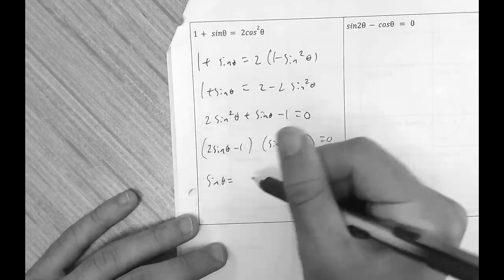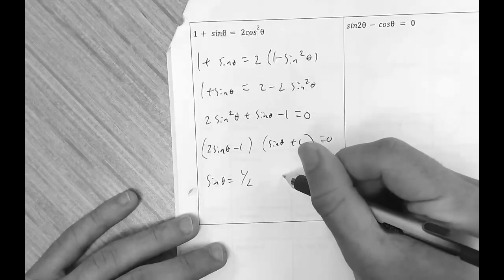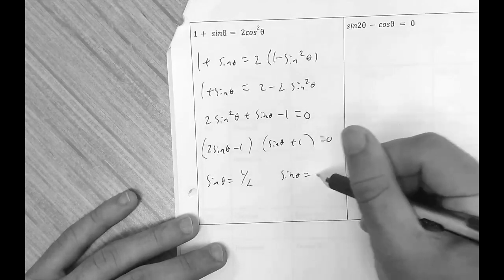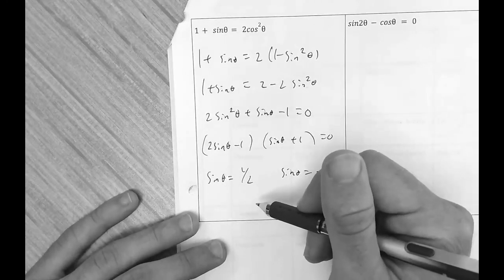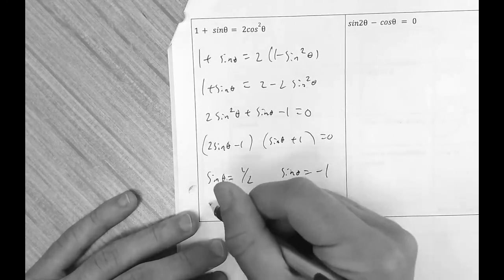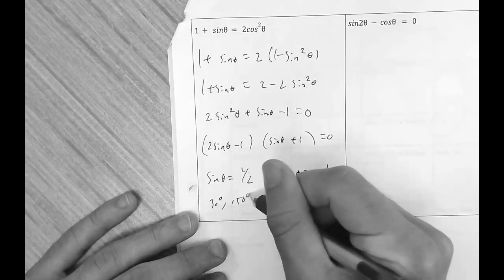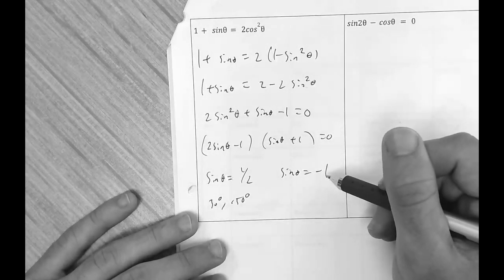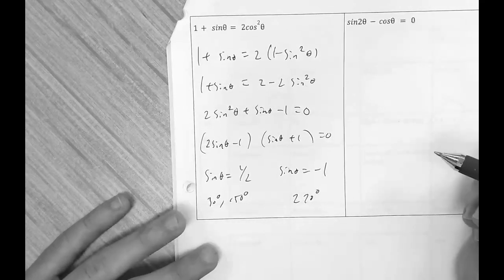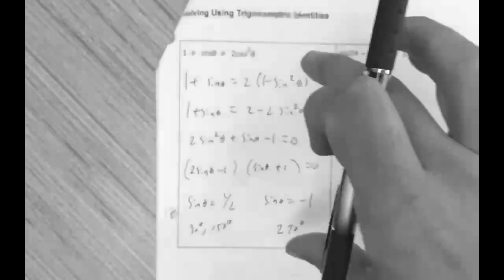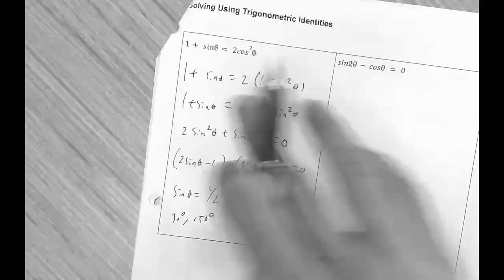Sine theta equals 1/2, and then sine theta equals negative 1. When does this happen? Well, sine theta equals 1/2 at 30 degrees and 150 degrees, and sine theta equals negative 1 at 270 degrees. Okay? All right, that is an example with a Pythagorean identity, subbing in to make it a quadratic.